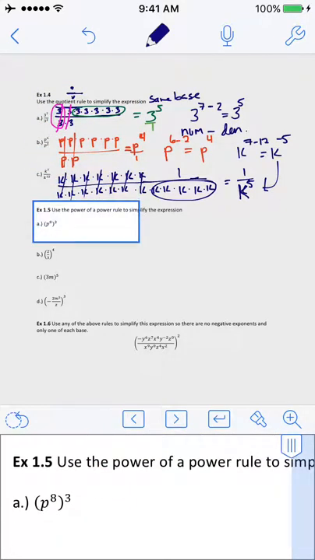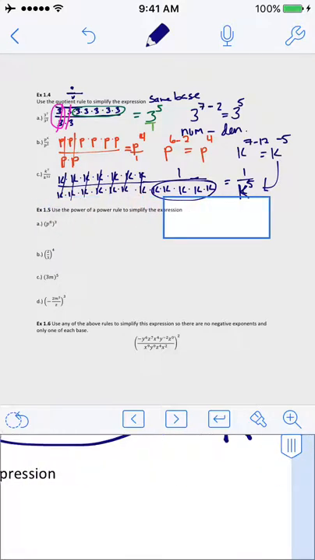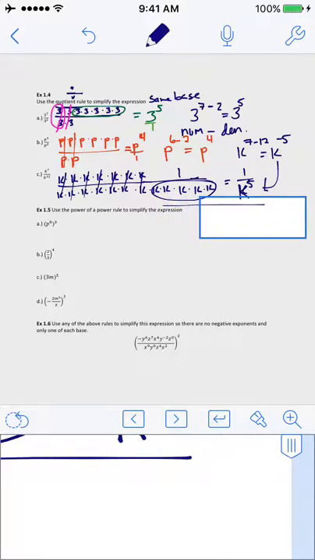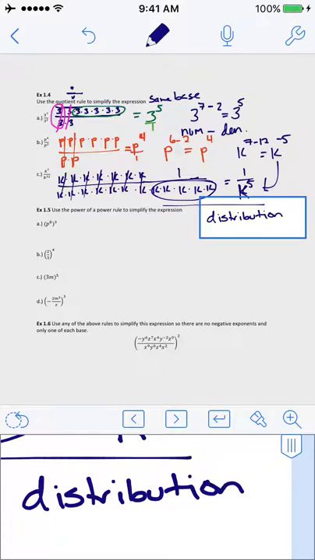The last rule we're going to be talking about, there's actually 2 rules roped into here. The first one's called power of a power. And we will also be talking about the distribution rule.